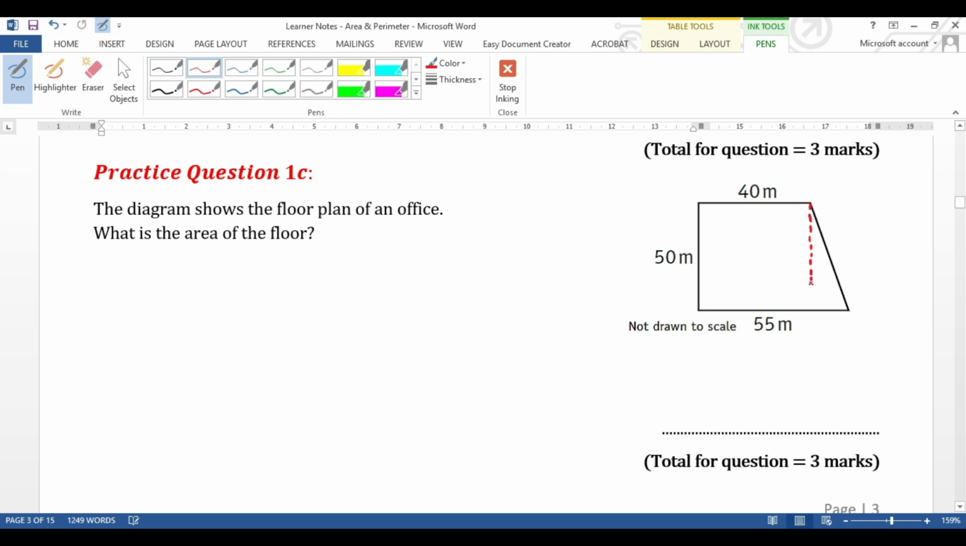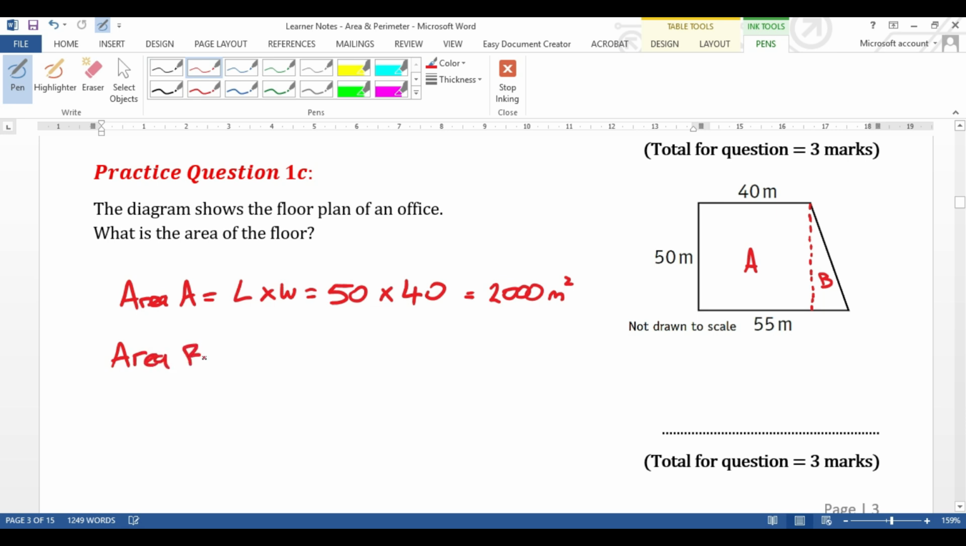I'm going to have to split it this way, so you get a rectangle, let's call that shape A, and a very small triangle here, let's call that shape B. Let's do area A first, which is, just be careful, 50 times by 40. Don't be tempted to use the 55, that's the whole length along the bottom, so we're not using that one. 50 times by 40 gives us exactly 2000. That's going to be meters squared.